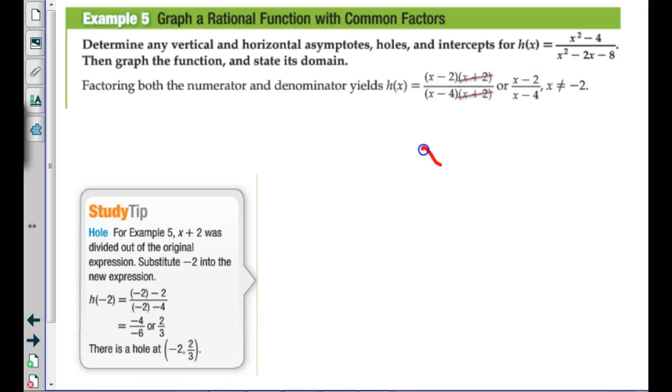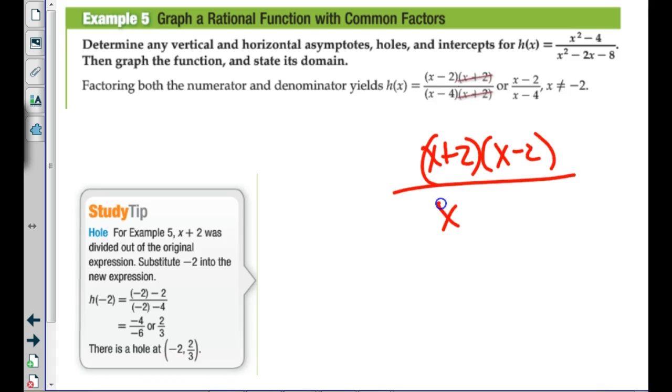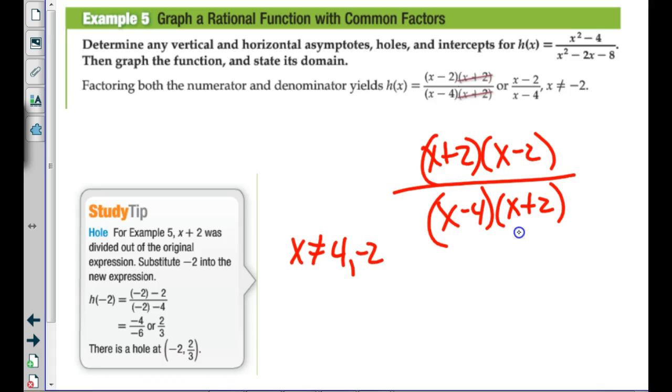Real quick, if I factored this x plus 2, x minus 2, and down here it factors x minus 4 and x plus 2. What is the factor that's going to cancel? Okay, before you cancel it, you have to say x cannot equal 4 or negative 2. Is everybody clear on that? Once you have said that, it's okay to cancel this. There is not a vertical asymptote there. Instead, there is a hole. The hole occurs at negative 2 because that's what made top and bottom 0.